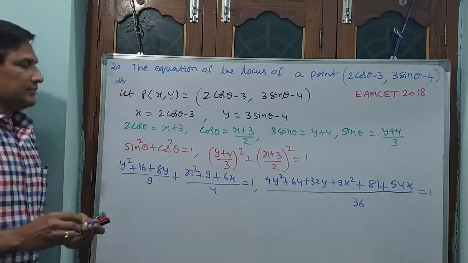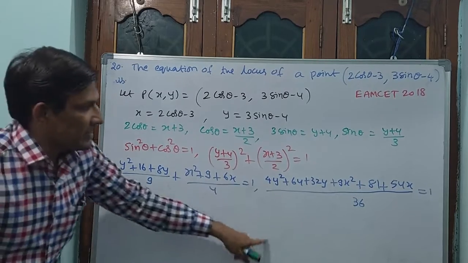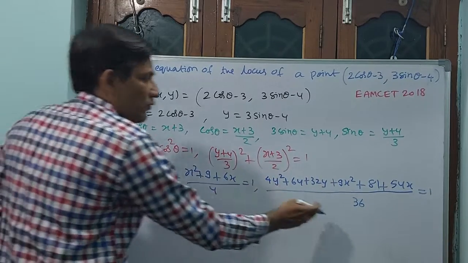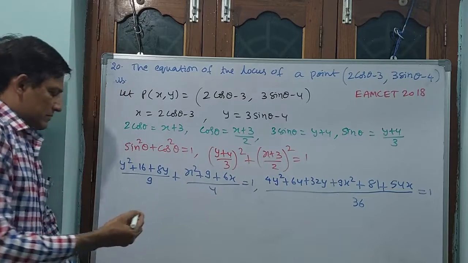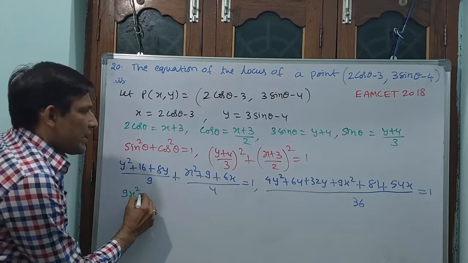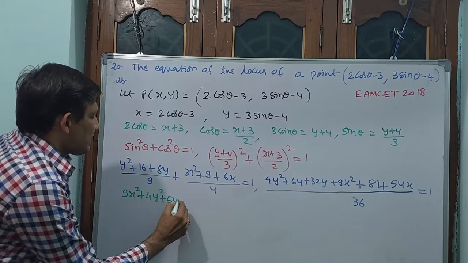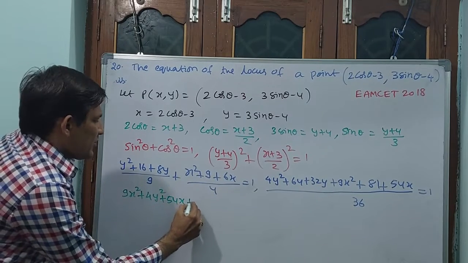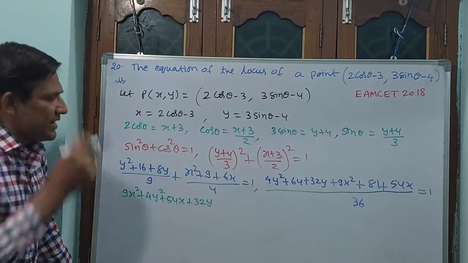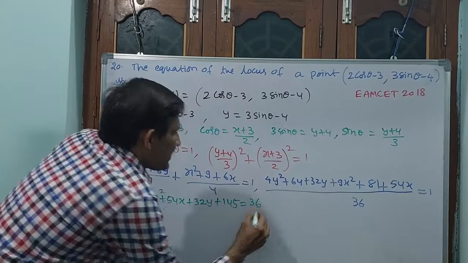First, see, is it correct? Cross multiplication, the denominator is 36. Now this 36 you send to that side. If you send 36 to that side, I am writing first the x square term: 9x square plus 4y square. Next the x term, plus 54x, and the y term, plus 32y. Now add all the constants: 81 plus 64 is 145. So 145 is equal to 36. Is it okay?